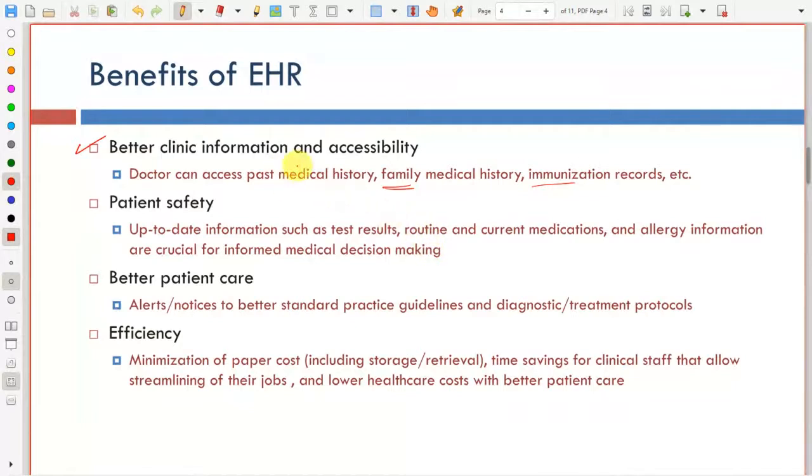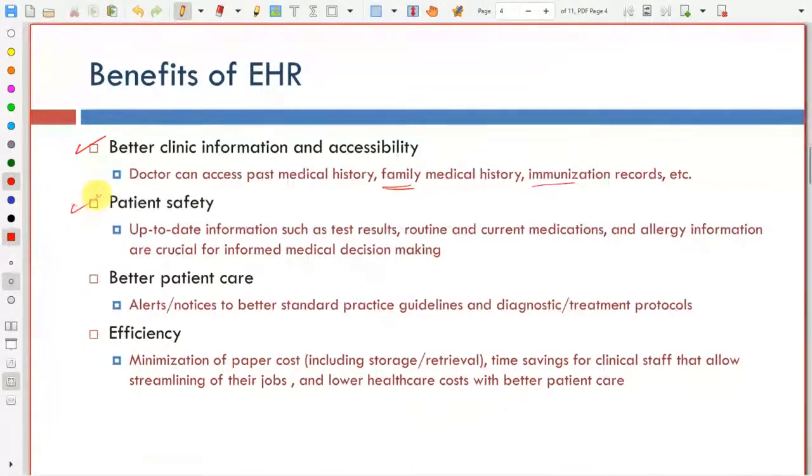So it's better to have the information and accessibility of the information, because this will affect the decisions of the doctor. This is very important. Not just because of the medical history of the patient, but also the family history, and also the people who live with that particular person at the same address.